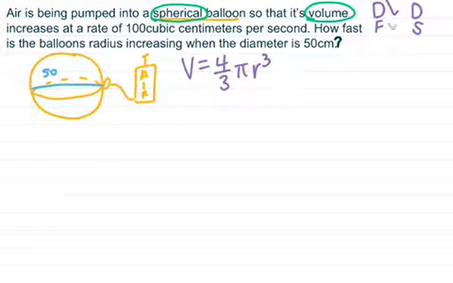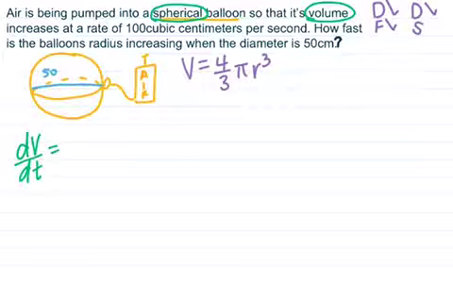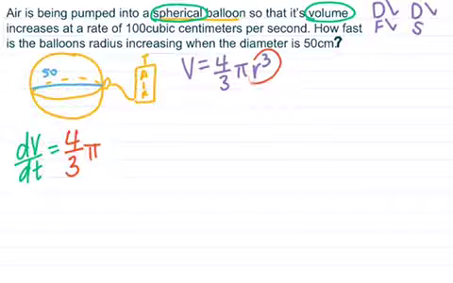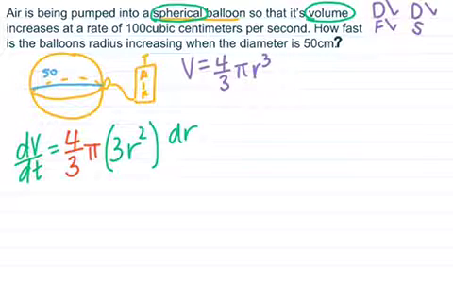All right, and now that I have my formula, I want to differentiate that formula with respect to time. So the derivative of V with respect to time is just dV/dt. So it's going to be dV/dt equals 4/3 pi is just a constant, so we're going to pull that out. So 4/3 pi. And then we are going to differentiate r cubed with respect to time. So r cubed with respect to time is just going to be 3r squared dr/dt.